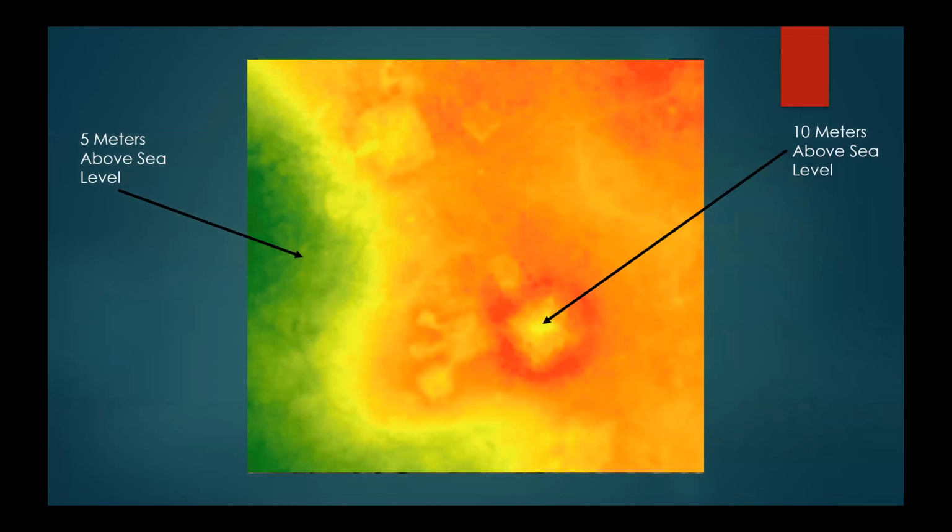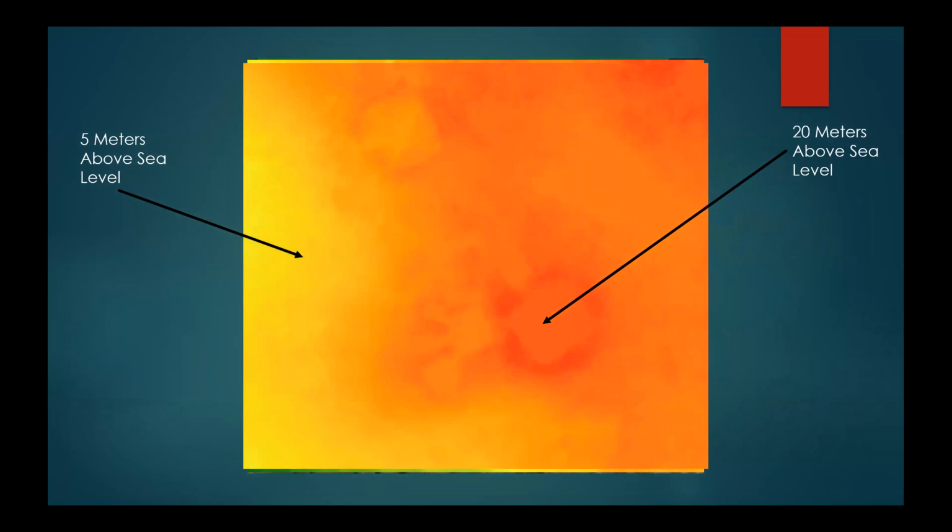So this is a DEM from the LiDAR data of an archaeological site. You can see two things here. One is a pixel that, say, is 5 meters above sea level. The other is 10 meters above sea level. Well, when you fill that sink, the pixel in the middle of that feature becomes 20 meters above sea level, whereas the pixel that was off is still at 5, that was not filled.